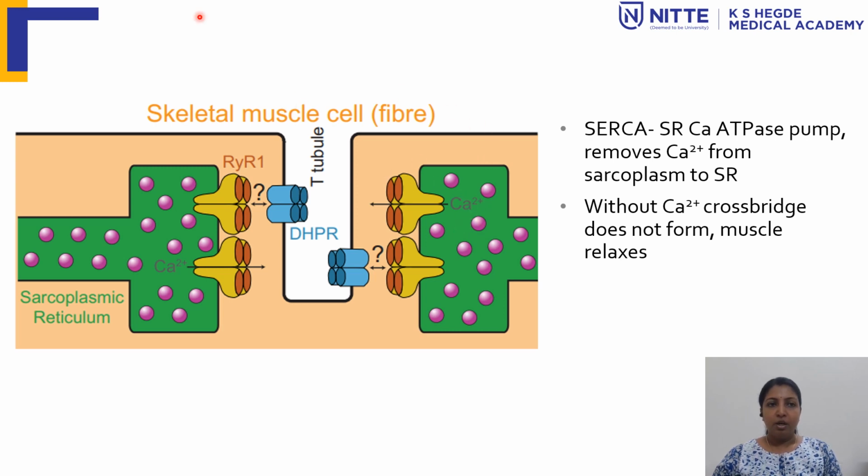So without the calcium, the cross bridge does not form and the muscle will not contract, the muscle will relax. So calcium is required for the muscle to contract. So repeated action potential is required for the muscle to contract. So action potential will produce excitation. That excitation gets coupled with contraction and that leads to muscle contraction.